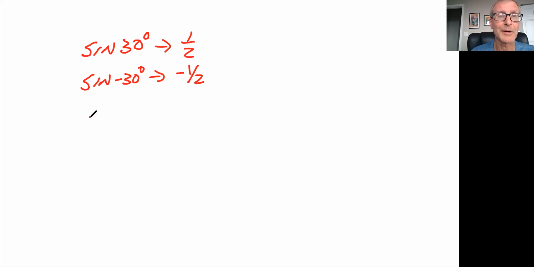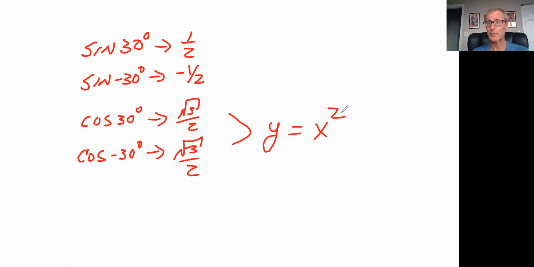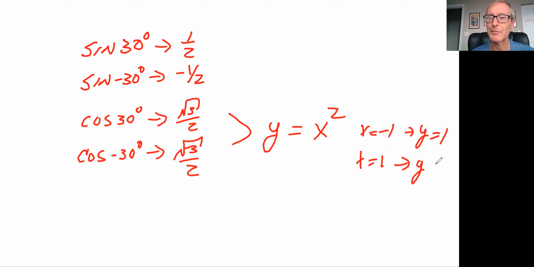So for example, we know cosine of 30 degrees is square root of 3 over 2. Yep, square root of 3 over 2. And so since this is an even function, minus 30 degrees is also square root of 3 over 2. So in algebra, the most classic even function is y equals x squared. And so if you plug in -1 for x, you get y equals 1. And if you plug +1 in for x, you also get y equals 1.